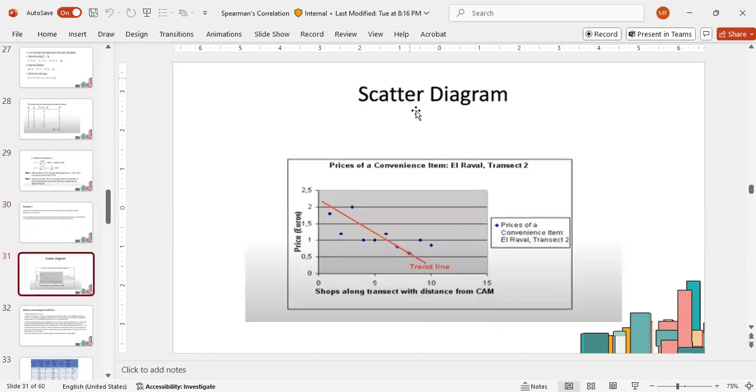This is the data in the form of a scatter diagram. You can see that here we have the distance of the shops from the art museum, and here we have the price of the water bottle. One shop is selling it at €2, the next is selling it at about 1.8, then we have 1.2 roundabout, and then these three values at 1, then 0.8, then 0.6, and so on. What will we do?